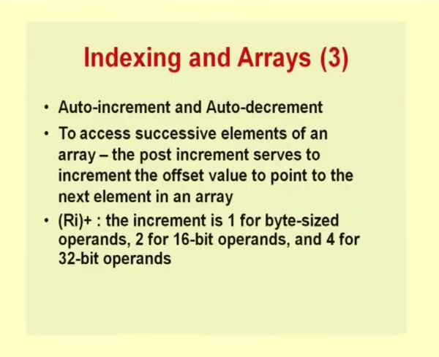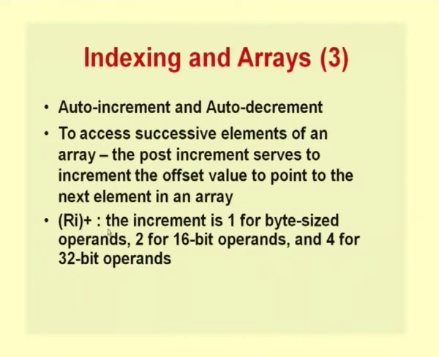So, we were just looking at how indexed addressing modes and arrays go together. Continuing on that, let us look at how the auto increment and auto decrement addressing modes also help in accessing arrays. Especially when we want to access successive elements of an array, you can see that the post increment serves to increment the offset value to point to the next element in an array. So, for instance, we said Ri plus, right. If Ri was pointing to the base of the array, first I would have accessed the first element in the array. Now, if I had used Ri plus, at the end of this instruction Ri would be incremented, so it will be pointing to the next element in the array. So, automatically we can see that successive elements can be accessed by just using this auto increment addressing mode.